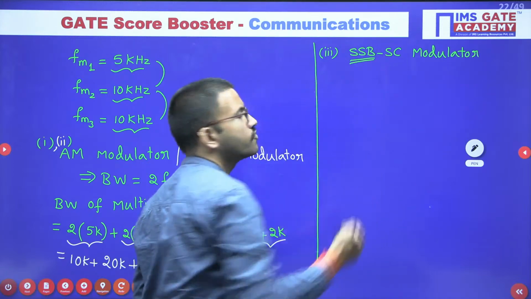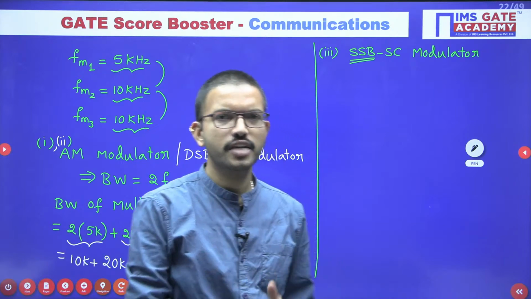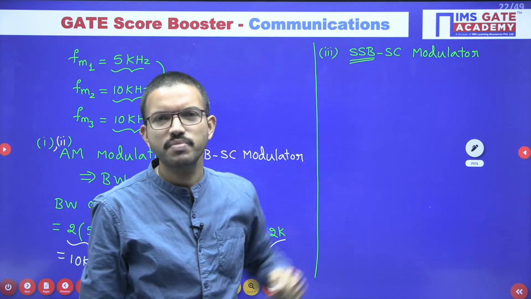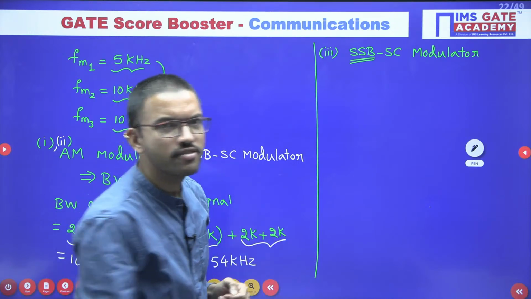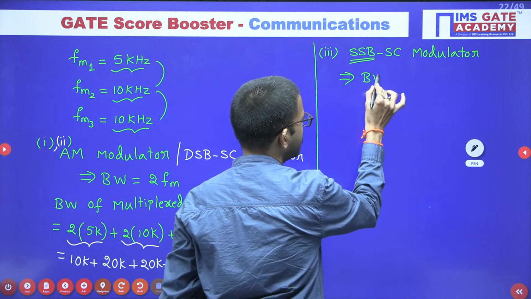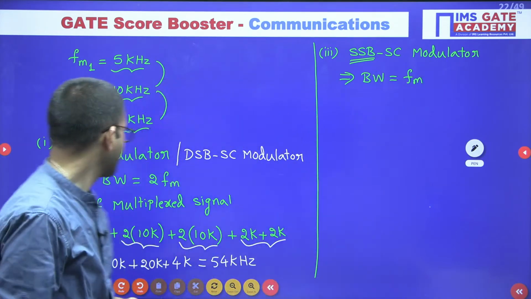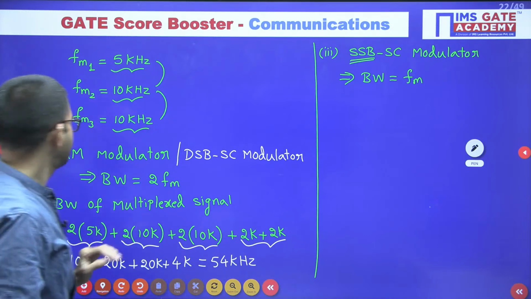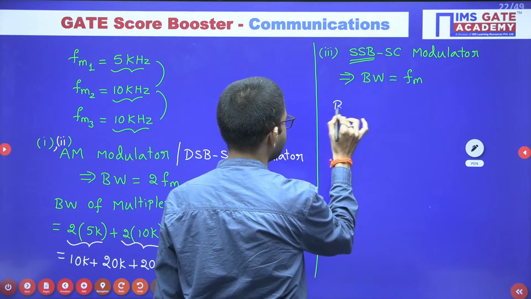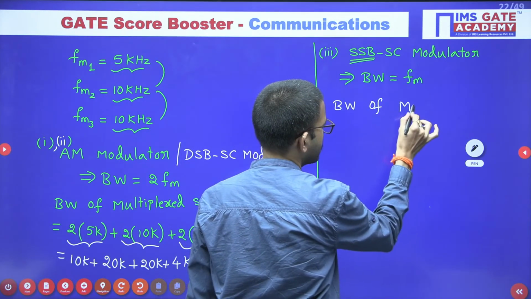See, as the name implies, we are passing only one sideband, either upper sideband or lower sideband, right? So that means the bandwidth of an SSBSC signal is nothing but the message signal frequency. So in this case, the bandwidth is nothing but FM, that's all. Okay, right. So now we can calculate the bandwidth of the multiplexed signal.